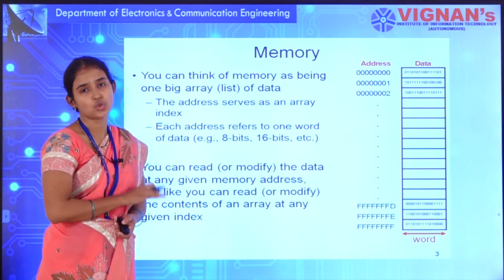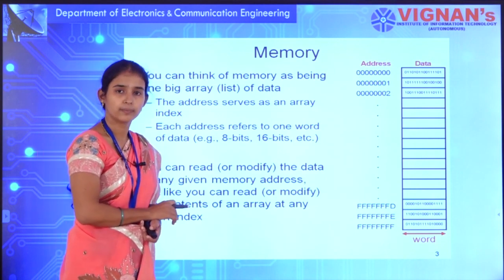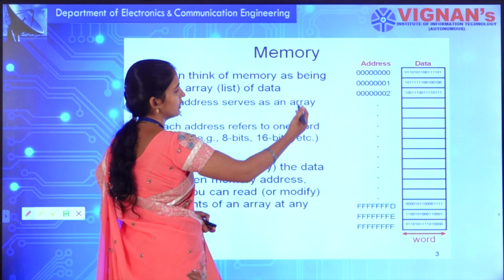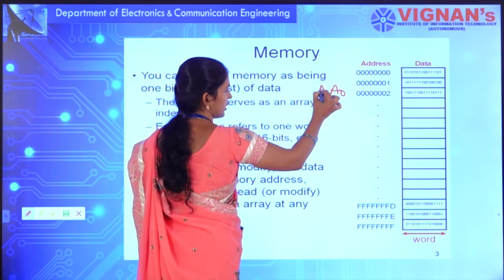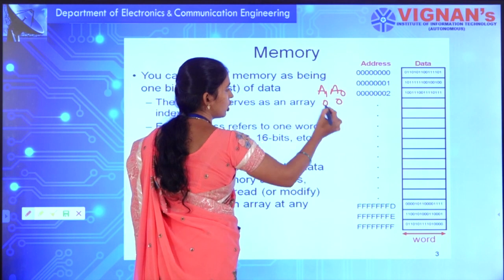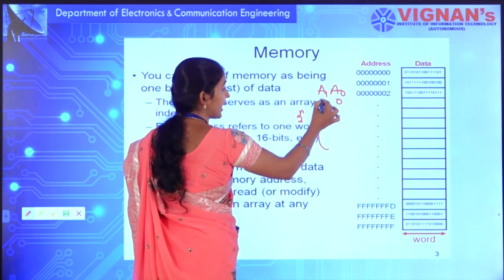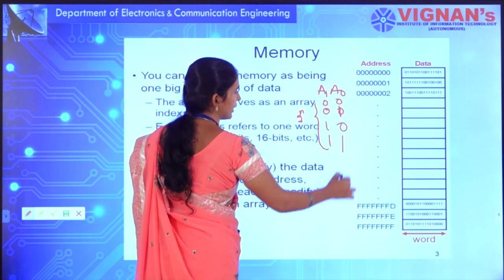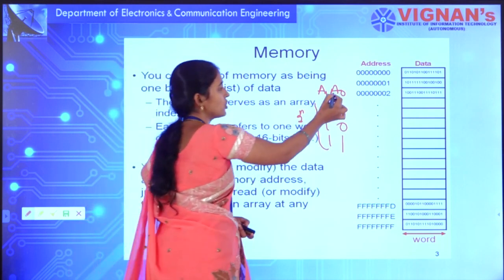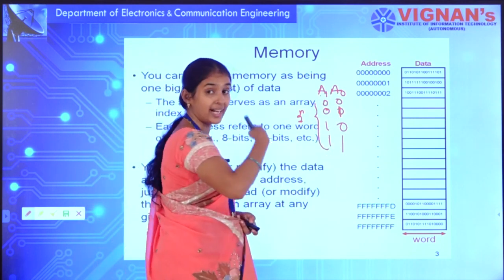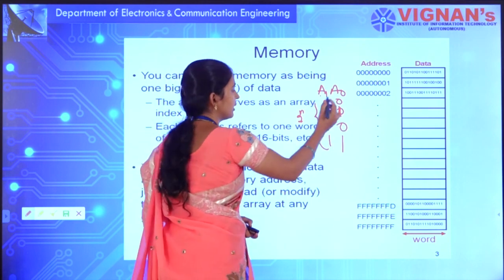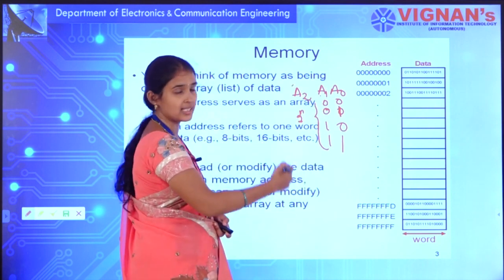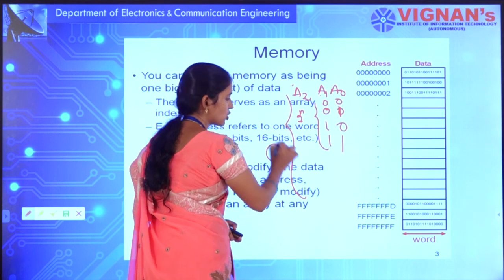Coming to the memory, how is the data being stored? As I have been telling, if suppose 2 address inputs, you will be having 2 power n address locations: 00, 01, 10, 11. That means with 2 address inputs, you will be having 4 possible address locations. Again, if it is 3 inputs, you will be having 2 power n, that is nothing but 8 address locations.